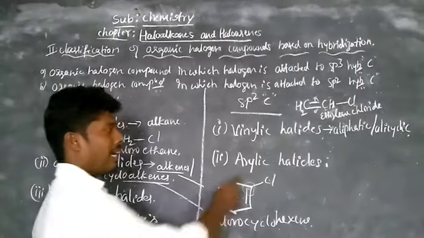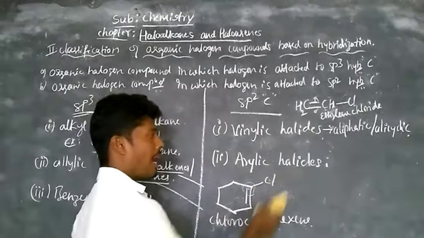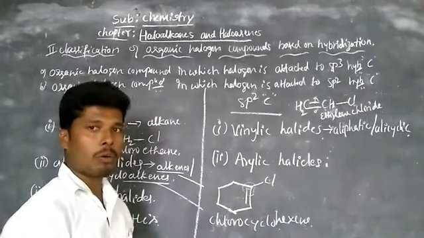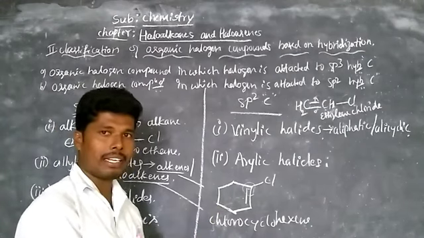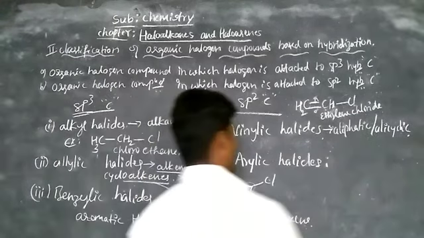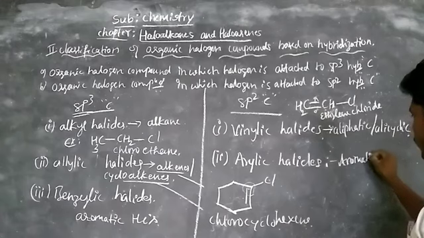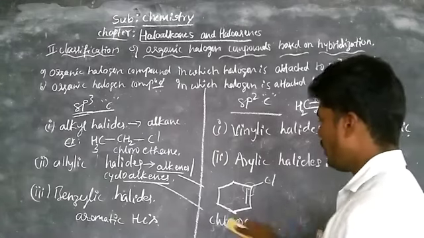Similarly, aryl halides are defined as monohalogen derivatives of aromatic hydrocarbons in which the halogen is directly attached to the benzene ring. This is derivatives of what? Aromatic hydrocarbons in which halogen is directly attached to the benzene ring.